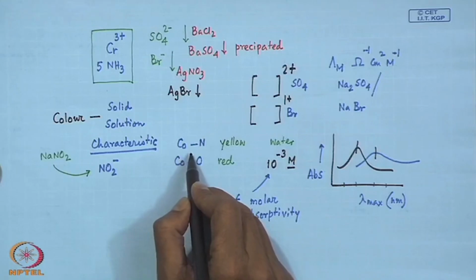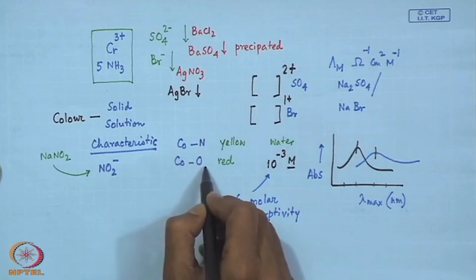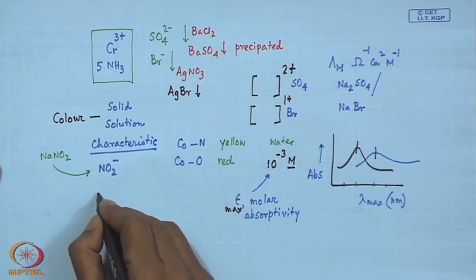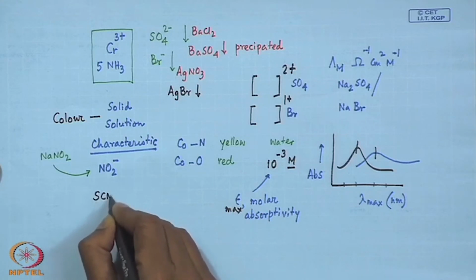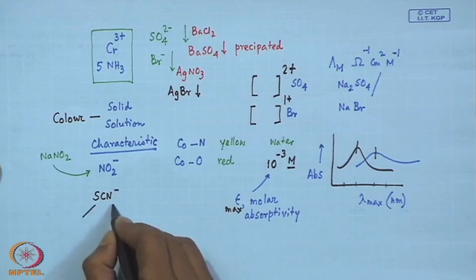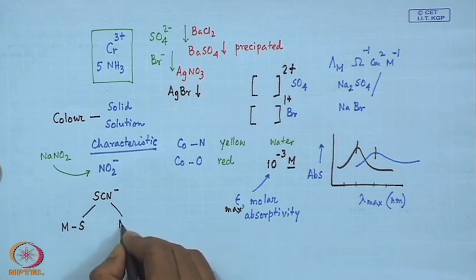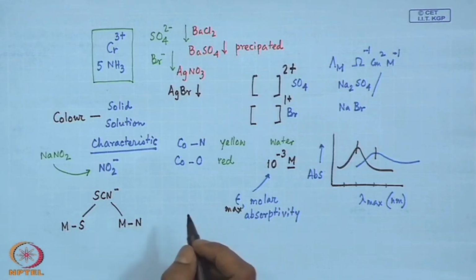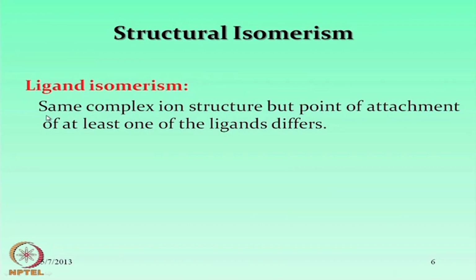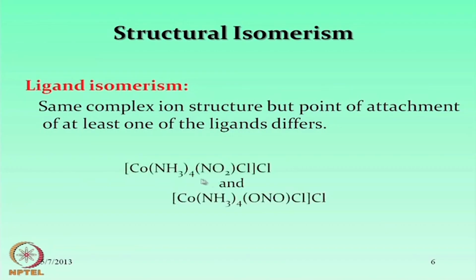So in one case we have nitrogen binding, and in another case oxygen binding, and we can have two different compounds. Like the thiocyanate anion, we can have the corresponding metal-sulfur bond if it is attaching through sulfur, and a metal-nitrogen bond if it is attaching through nitrogen. That gives us the example for the binding of NO2 through nitrogen and through oxygen, and the number of chloride groups attached to the cobalt center are all the same.